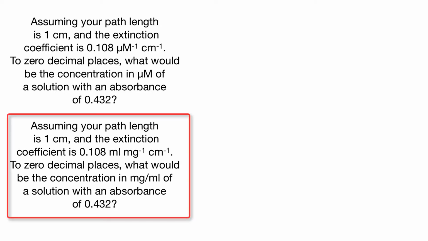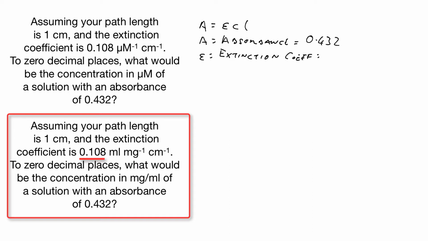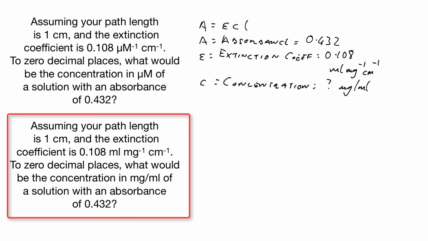Now if we look at the second question, we use exactly the same equation. A, absorbance, is equal to the extinction coefficient epsilon multiplied by concentration multiplied by path length. In this case, the absorbance again is equal to 0.432. The extinction coefficient is equal to 0.108 mLs per mg per centimeter. The concentration is the thing we're trying to calculate, and in this case is in milligrams per mL. And finally, the path length is, as the question states, 1 centimeter.